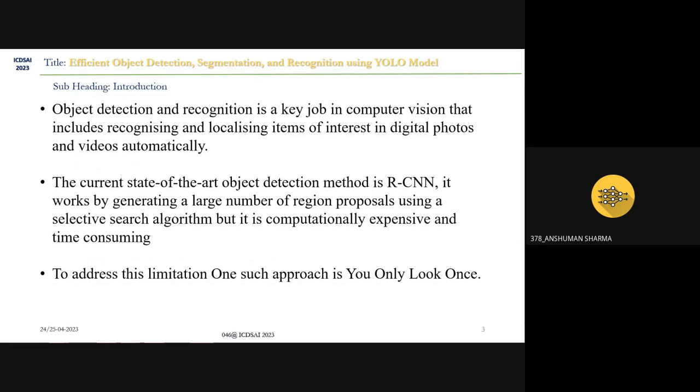Object detection and recognition is a critical task in computer vision that involves automatically finding and localizing things of interest in digital pictures and movies. RCNN is the current state of the art object detection approach. It generates a huge number of area recommendations using a selective search strategy. However, it is computationally costly and time demanding. To address this problem, one such approach is YOLO, that is, you only look once.